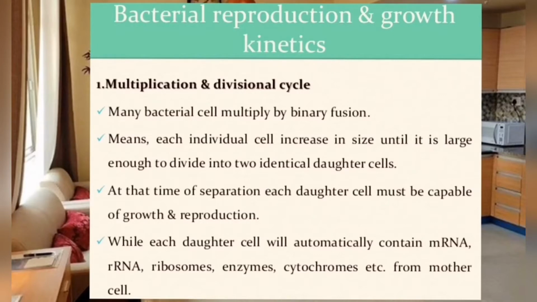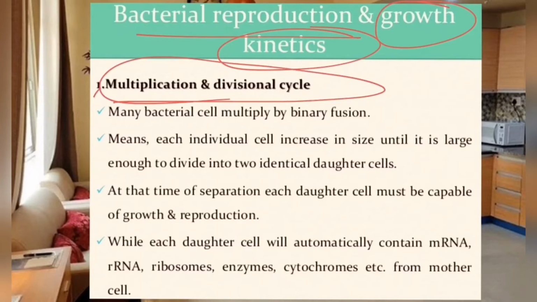Let's start. Yesterday we finished the cytochromes, cytoplasm, nuclear membranes, and spore formations. Now we are on bacterial reproduction and growth kinetics. Here we start step by step in each slide. Multiplication and cell division is the first step.